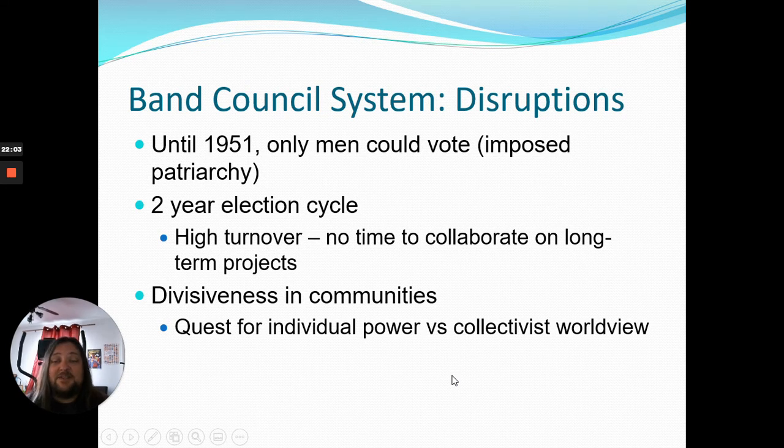And then you have divisiveness in communities, because what comes with the election system is this individualistic thinking, where people embark on a quest for individual power. This is disruptive to more traditional collectivist worldviews because we're not talking about large groups of people like most of us have grown up in. We're talking about smaller communities, maybe just a few hundred people, maybe a few thousand. So it's very disruptive to an ancestral worldview where people were looking out for each other in these small communities.